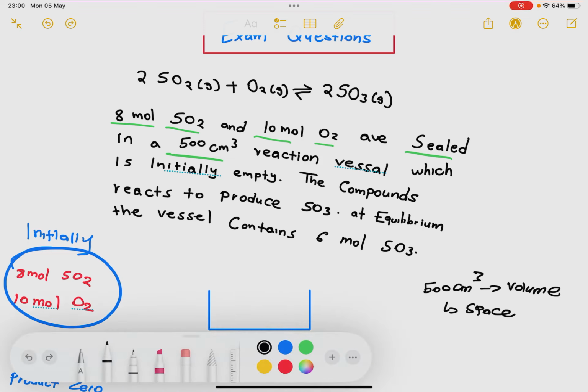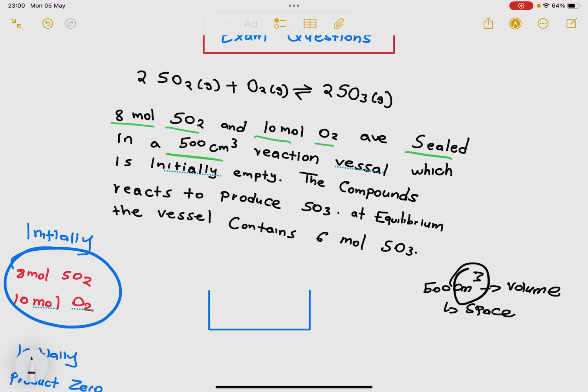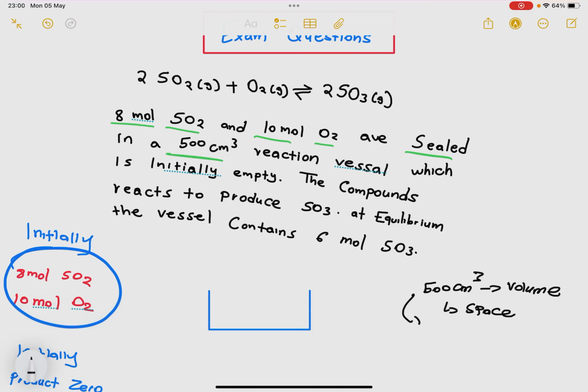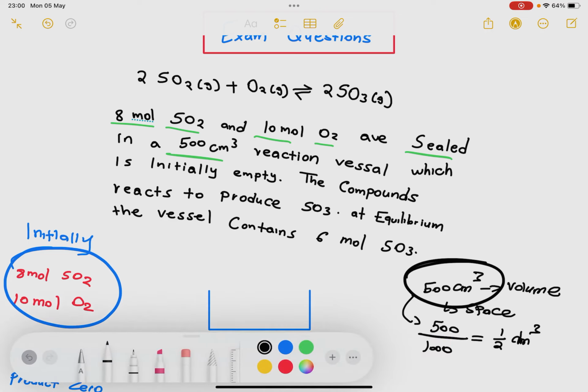So we have a problem. Each and every time we are dealing with chemical equilibrium, you don't want to have centimeter cubed, you want to have decimeter cubed. So you're going to convert your centimeter cubed into decimeter cubed by dividing by 1,000. So 500 divided by 1,000 is just going to be 1/2 decimeter cubed.